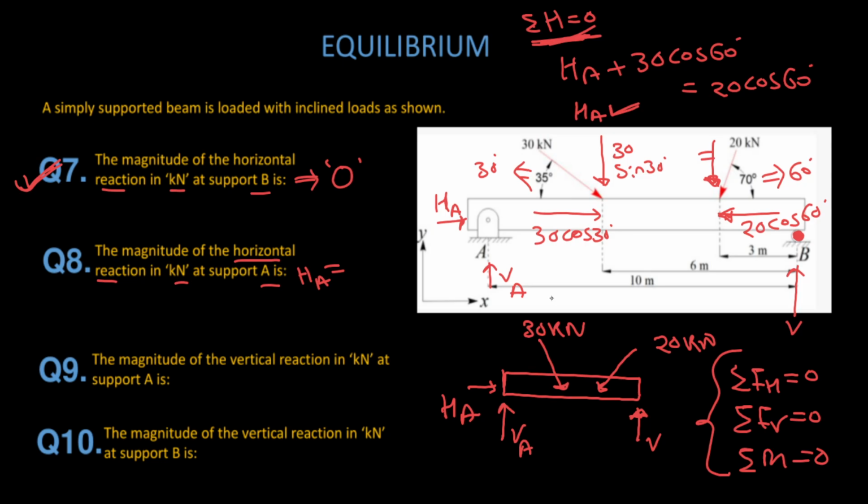Similarly, the magnitude of the vertical reaction at support A, VA, how will we calculate VA? For calculation of VA, see how many forces are there. This is the force I am showing, how many forces are there in the beam. This is a force, this is a force. After resolving this force, we have two forces here, and again we have two forces here.